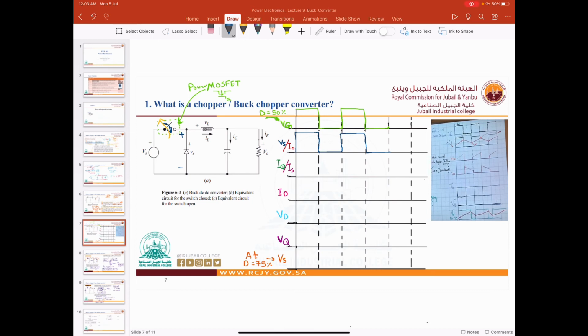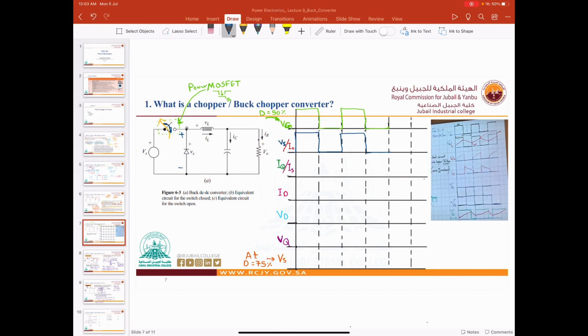Okay, now what about I out? Now let us think about I out first. Now as you can see here, let us close the switch first with the blue color. If we close the switch here, then we have voltage here. Then this one is reverse biased, right? Because this one is different now.